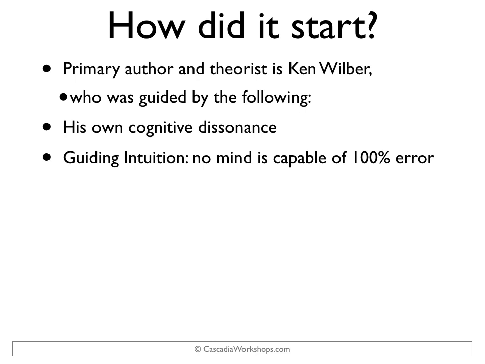So his guiding intuition in developing the integral framework was no mind is capable of 100% error. In other words, everybody is right to some extent. Everybody has some aspect of the truth or reality. However, can everyone be equally right?